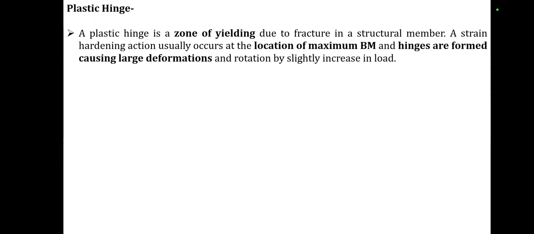Then the plastic hinges. What is a plastic hinge? A plastic hinge is a zone of yielding due to the fracture in the structural member. A strain hardening action usually occurs at the location of the maximum bending moment, and hinges are formed, causing large deformation and rotation by a slight increase in the load.